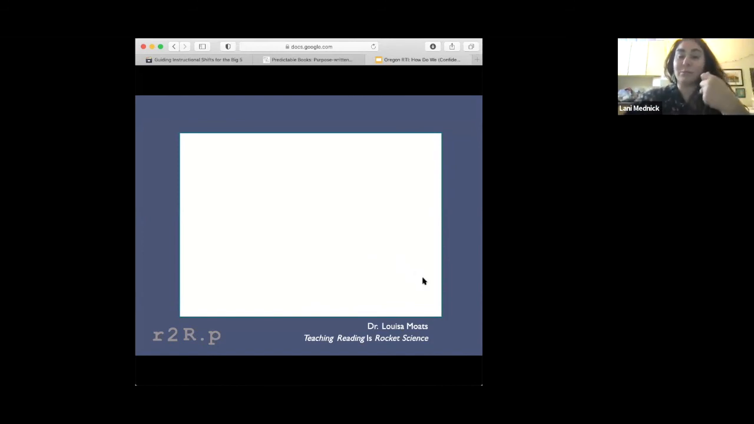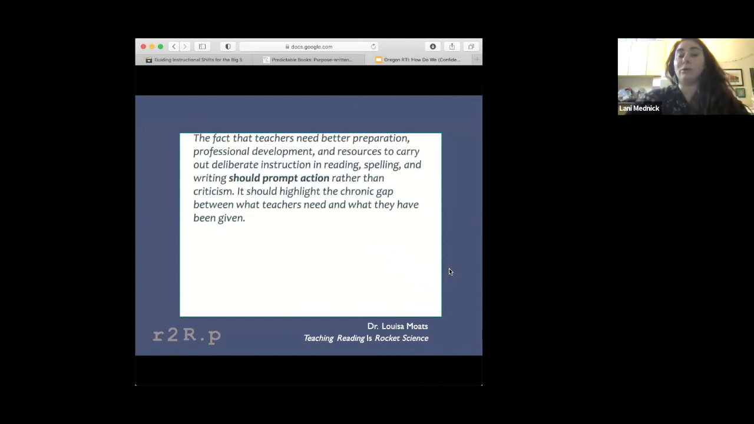And so how can we support with these resources that we have, talk to our colleagues and support our own thinking to really support our students in the way that we know will best set them up for success in the future. So this quote from Louisa Moats, I want to amplify and echo what she's saying. She says, the fact that teachers need better preparation, professional development, and resources to carry out deliberate instruction in reading, spelling, and writing should prompt action rather than criticism. And it should highlight the chronic gap between what teachers need and what they have been given.